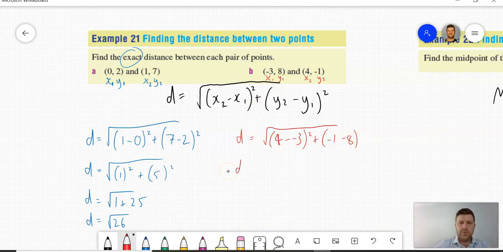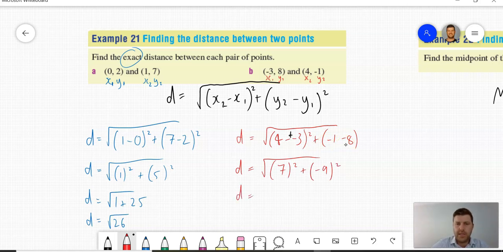So d equals square root of, now 4 take -3, 2 negative signs next to each other like that would then cancel out and give us a positive. So it becomes 4 plus 3, which is 7. And then I've got -1 take 8, which is -9. Again, all squared. Now I'm going to go ahead and square those values.